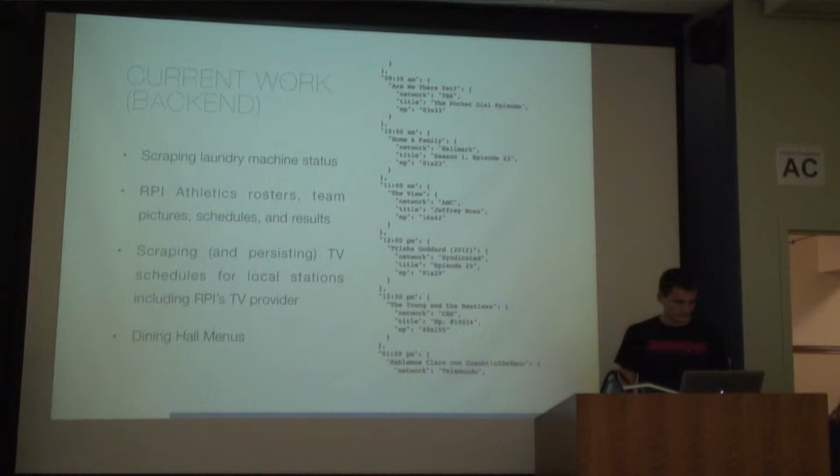Right now what we've got, most of the RPI athletic stuff is being scraped, persisted, and then cached for a day or two depending on the data. So we have the rosters for all of the sports teams, the team pictures, and the schedules for all of the upcoming games and the results for all of the games that have happened so far. Additionally, the laundry alert service is being scraped, and the live data is fed to the mobile apps.